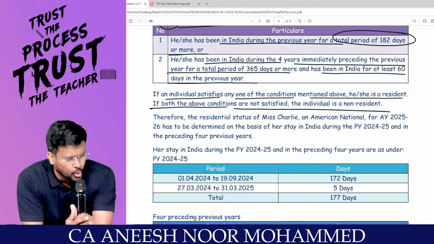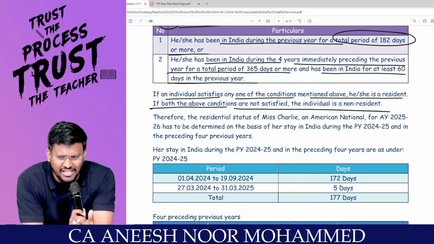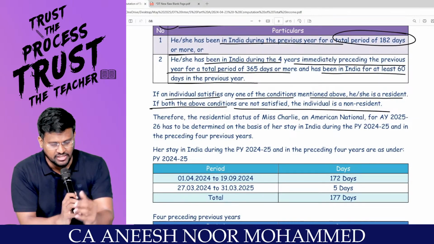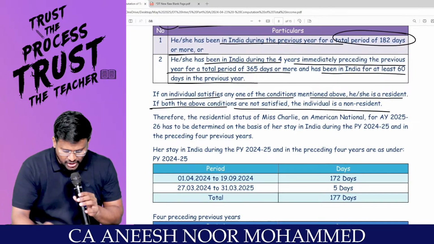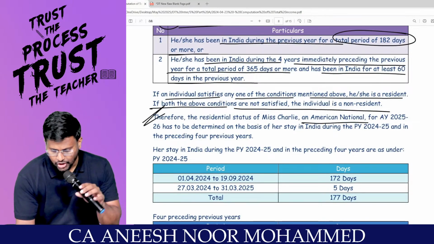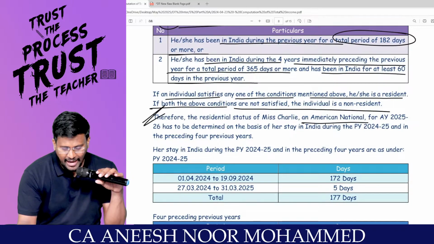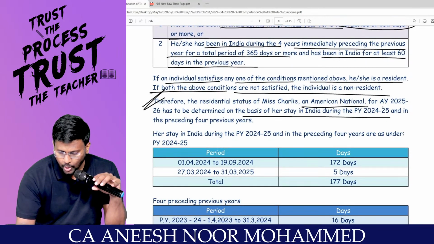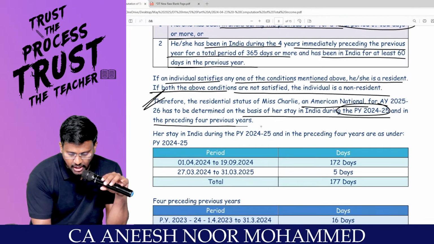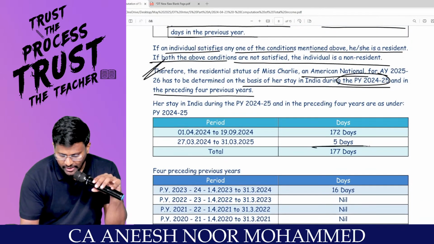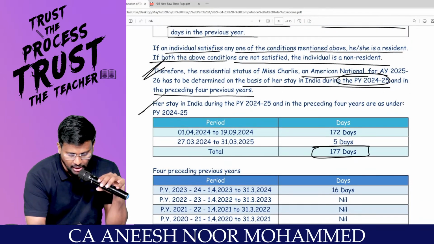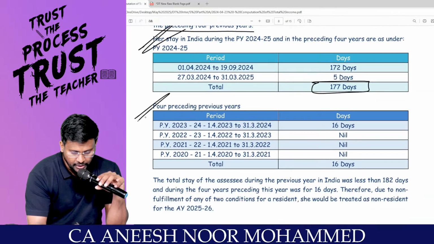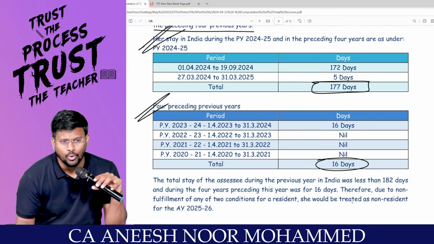We know all the story. If you satisfy one of the basic conditions, then resident; none of the basic conditions, then non-resident. Can I proceed? Therefore, the residential status of Miss Charlie, an American national, for assessment year 24-25 has to be determined on the basis of her stay in India during the previous year 24-25 and in the preceding previous years. She was in India for 175 days during the previous year. Or in the 4 preceding previous years, only 16 days.